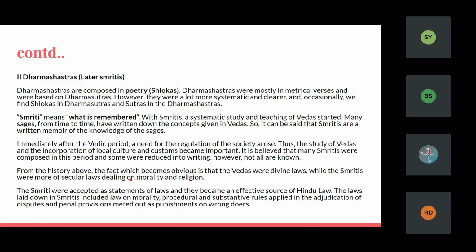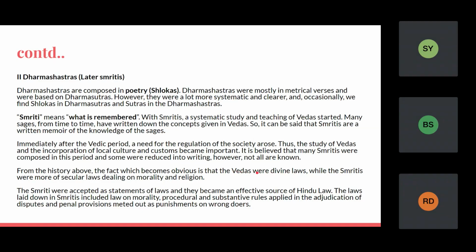From the history above, the fact which becomes obvious is that Vedas were divine laws, while Smritis were more of secular laws dealing with morality and religion. The Vedas, as we have told, were dictated by the deity himself. That is why they were called divine laws. That is Shruti. The Smritis were secular ones dealing with morality and religion, which is to do with the sages getting to know of them from meditation and noting them down.